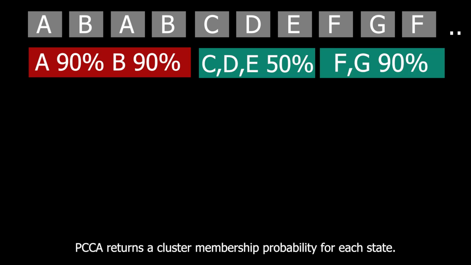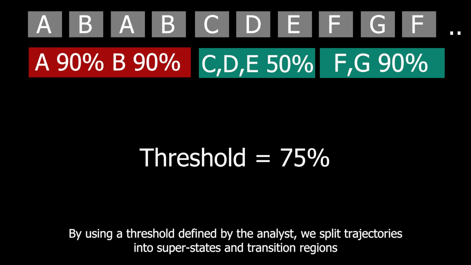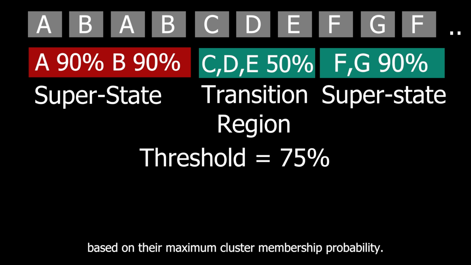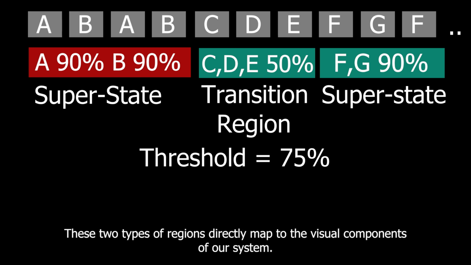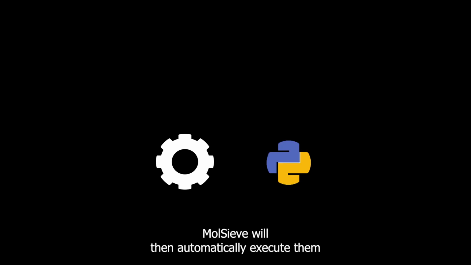PCCA returns a cluster membership probability for each state. By using a threshold defined by the analyst, we split trajectories into superstates and transition regions based on their maximum cluster membership probability. These two types of regions directly map to the visual components of our system. To accommodate a wide variety of analyses, experts can define properties they want to calculate for each state by providing Python scripts. MolSieve will then automatically execute them and use their results to guide analysts.